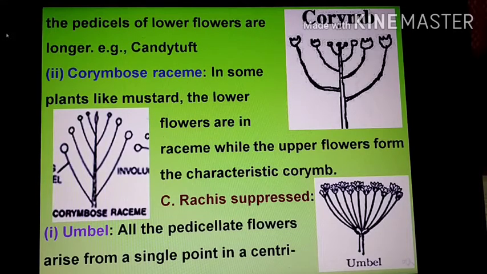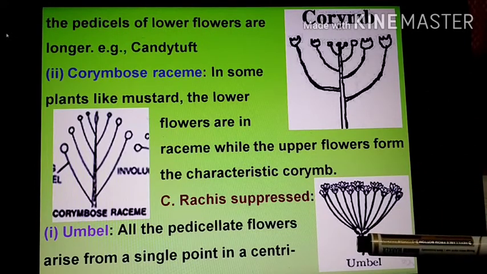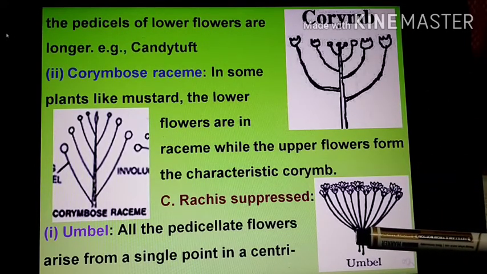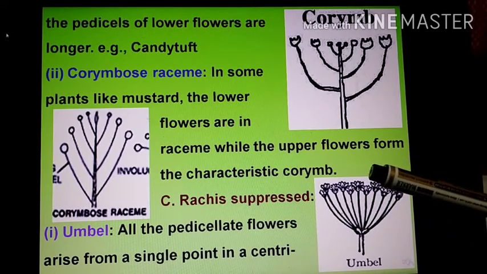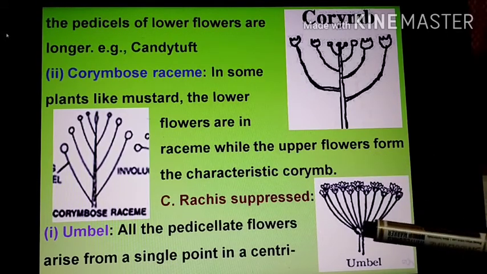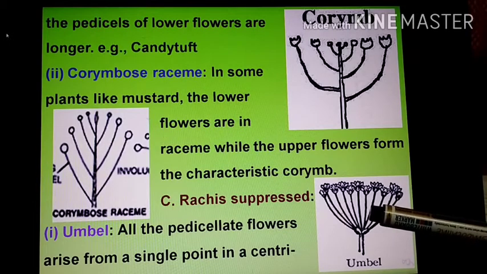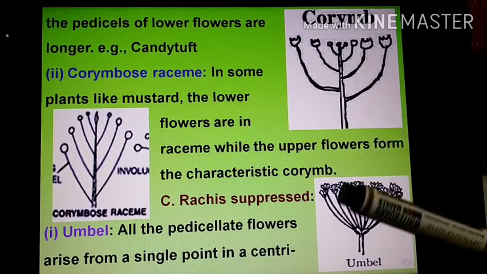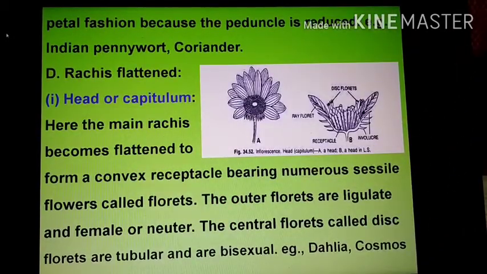And the third one is called the rachis suppressed. ওকে, যেখানে মেইন অ্যাক্সিসটা সাপ্রেসড হয়ে যায় বাট নট ফ্ল্যাট, এবং এটা হলো umbel, it looks like an umbrella, আমার মনে হয় তাই বোধহয় নাম, যেখানে pedicelled flowers are growing in a cluster from a single point in the centripetal fashion, because the peduncle is greatly reduced, যেমন Indian pennywort, coriander ইত্যাদি। ওকে, coriander মানে ধনিয়া, Indian pennywort হলো থানকুনি পাতা। Okay, and next we are going to study the rachis flattened.